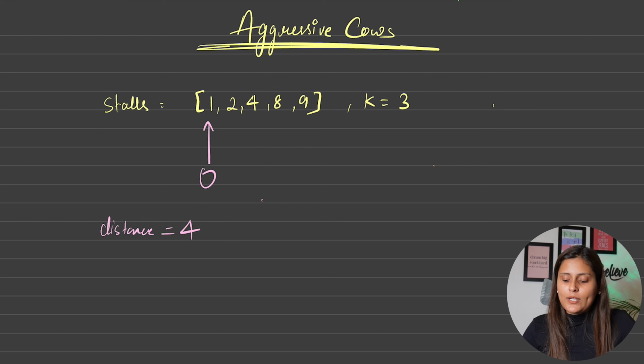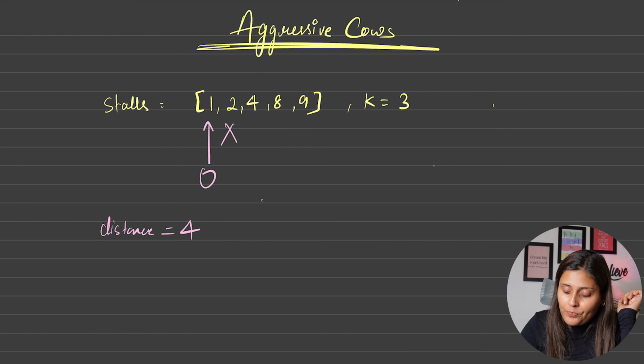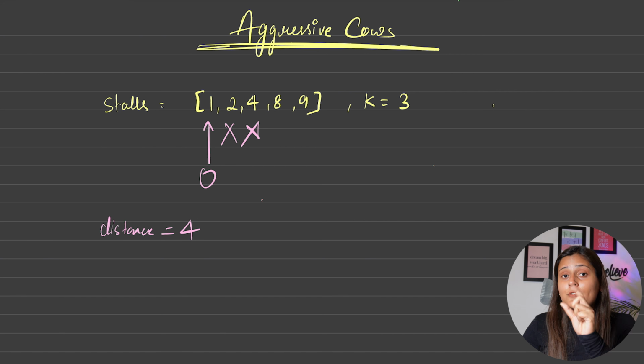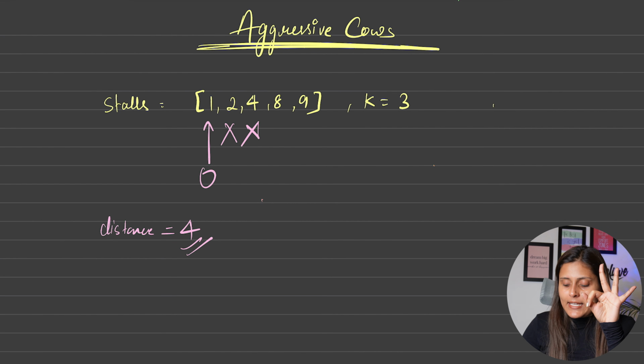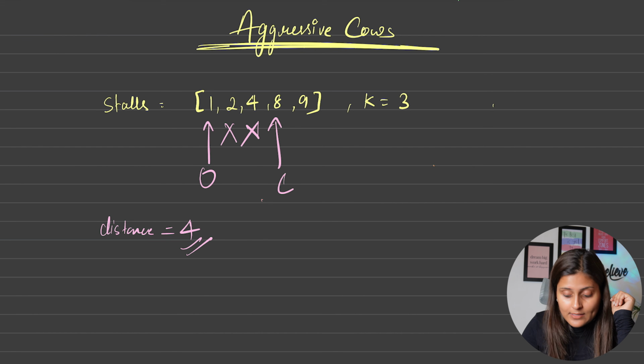I can put the first cow at 1, yes. Can I put at 2? No. Why? Because the gap is 2 minus 1, which is 1. Can I put at 4? No. Why? Because the gap is 4 minus 1, 3, and the expected gap should be 4. So hence we cannot put it here. Can I put at 8? Yes, I can put. Why? Because the distance is 8 minus 1, which is 7, enough to put the second aggressive cow.